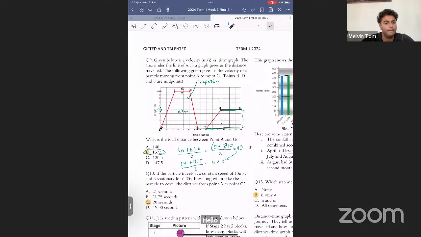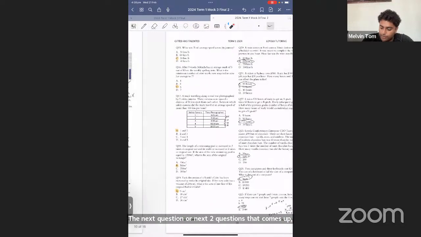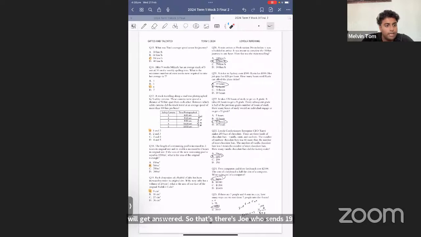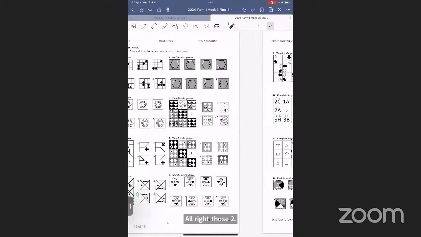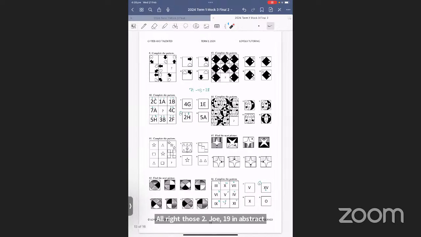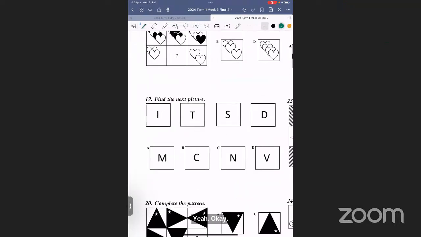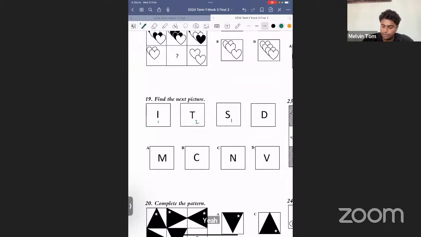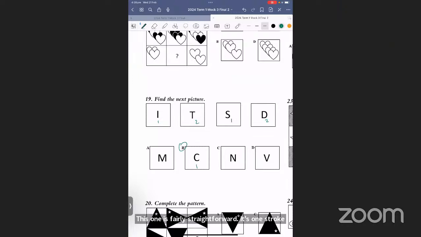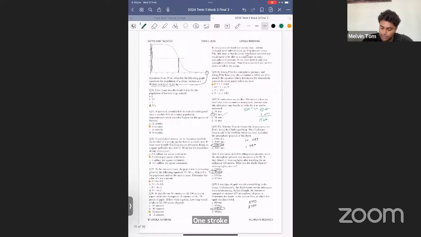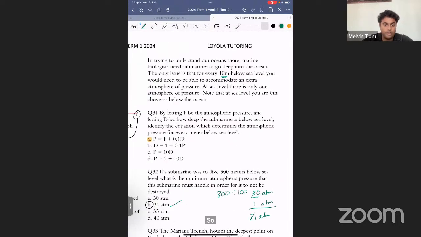All right. I'm going to the chat now. The next two questions that come up will get answered. So there's Joel who sends 19, and then Sylvina. Joel, 19 in abstract reasoning, is that right? Yeah. All right. This one was fairly straightforward. It's 1 stroke, 2 strokes, 1 stroke, 2 strokes, 1 stroke. Okay, Sylvina, question 31, quantitative reasoning. This one, Sylvina, yes.